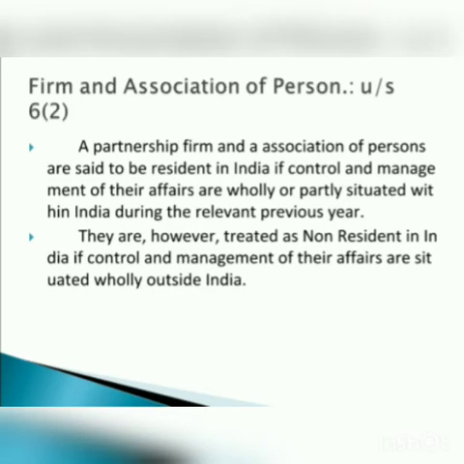Next is residential status of firm and association of persons, AOP, under section 6 subsection 2. Like a Hindu undivided family, partnership firms and associations of persons are said to be resident if control and management of their affairs are wholly or partially situated in India during the previous year. And in the reverse, if the control and management of affairs of any partnership firm and association of persons is situated outside India, then the firm and association of persons is said to be non-resident in India.